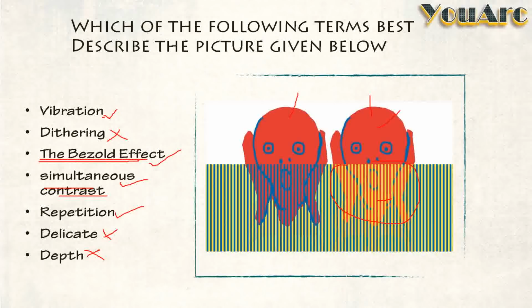Repetition, yes, two elements are repeated. So repetition is there, and then there is some vibration. It is created because of the simultaneous contrast happening here. So the answer is vibration, dissolved effect, simultaneous contrast and repetition. So first answer is this, second, third and fourth.